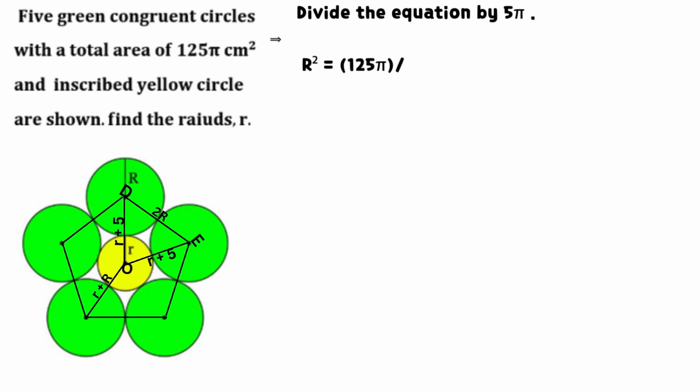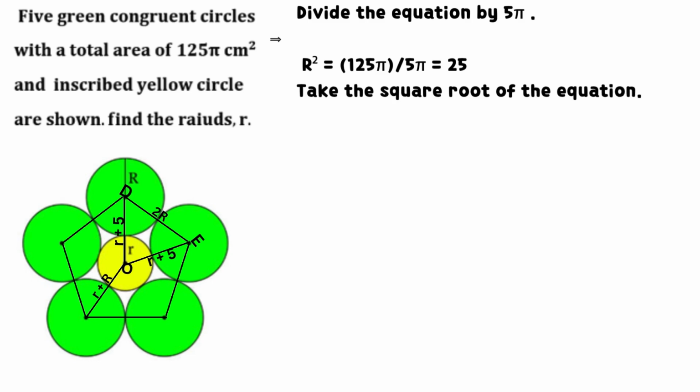Divide the equation by 5π. It follows that the square of R equals 125π divided by 5π, which equals 25. Take the square root of the equation. R equals the square root of 25, which equals 5.